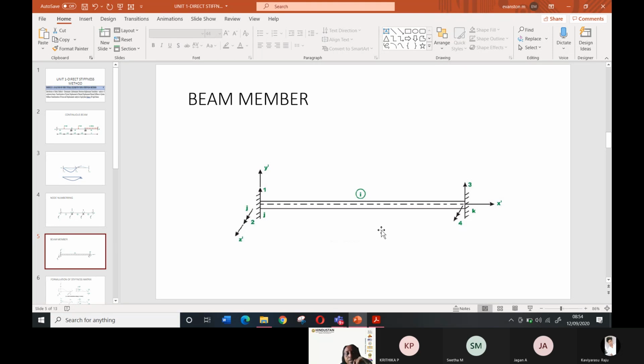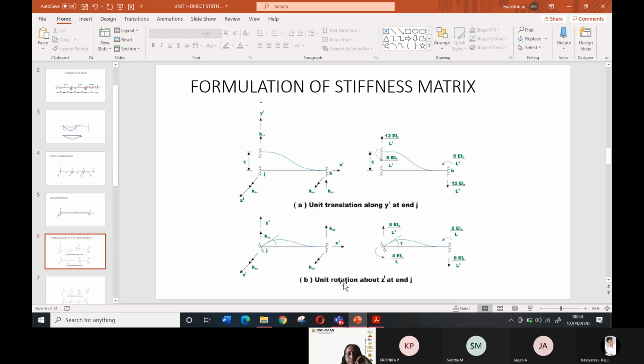First, I told you something about the formulation of the stiffness matrix: how to formulate it. I told all of you to feel the force developed in your hand. I asked you to hold your pen with the right hand, and with the left hand you make the pen move by 1 centimeter. When you try to move it, you are able to feel the force in the other hand. Similarly, when I give a unit displacement at this end, the other end also will be subjected to some forces.